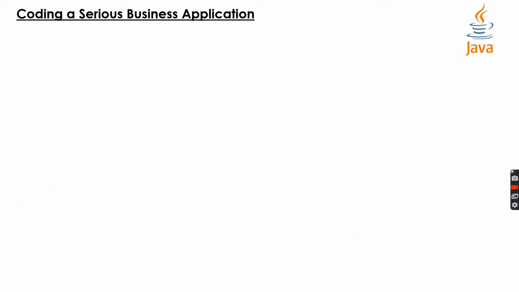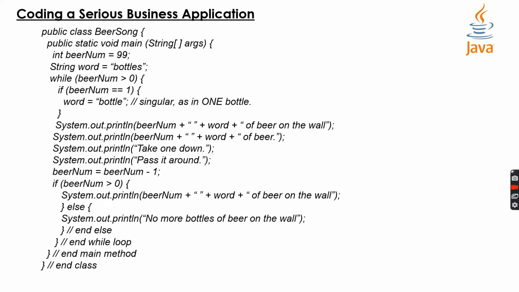Coding a serious business application. So let's put all your new Java skills to good use with something practical. We need a class with a main, an integer and a string variable, a while loop and an if test. A little more polish and you will be building that business backend in no time. But before you look at the code on this page, think for a moment about how you would code that classic children's favorite, 99 Bottles of Beer.